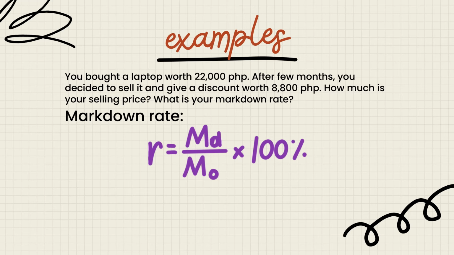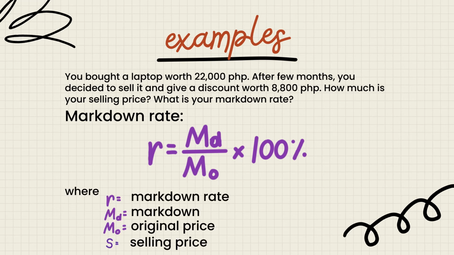So ito na nga formula, same lang halos sila nung markup rate. Kaso, ang pinagkaiba lang is, dito nga, markdown na siya. So, ang idea lang naman ng markdown, bumili ka ng isang bagay, tapos ibibenta mo siya. So, di ba second hand na kapag ganun? So, instead na tumaas yung presyo, bumababa na yung value niya kasi nagamit mo na. So, ayun lang. So, where R is equal to your markdown rate, M sub D is your markdown, M sub O is your original price, and the S is your selling price.